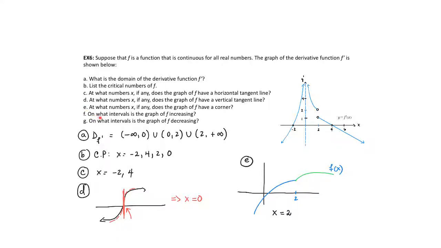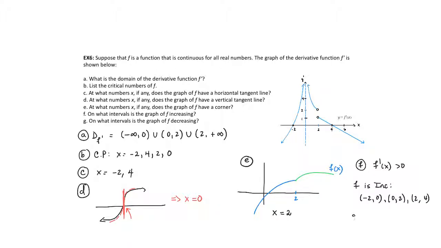Now in part F, they're asking us on what intervals is the graph of f increasing. Remember that to be increasing, that means that f prime of x has to be greater than 0. So I'm going to look at my graph, and then I notice that on this part right here, from negative 2 to 0, the function f prime, the derivative, is above the x-axis. So f of x is increasing from negative 2 to 0, and then from 0 to 2, because the derivative is positive there. And then in this tiny area right here, from 2 to 4. So we're going to say that f is increasing in the intervals from negative 2 to 0, and then from 0 to 2, and from 2 to 4.